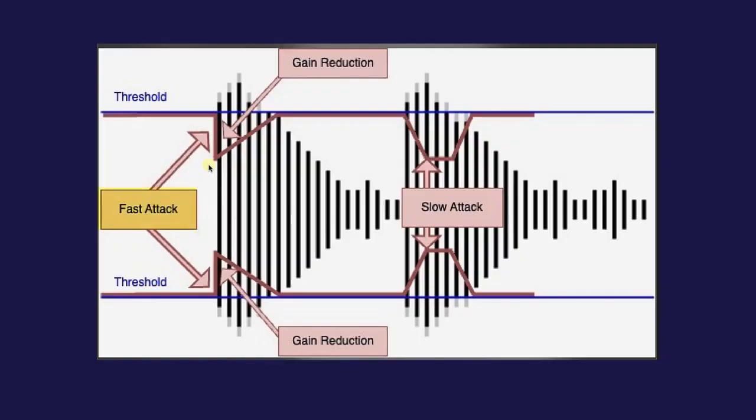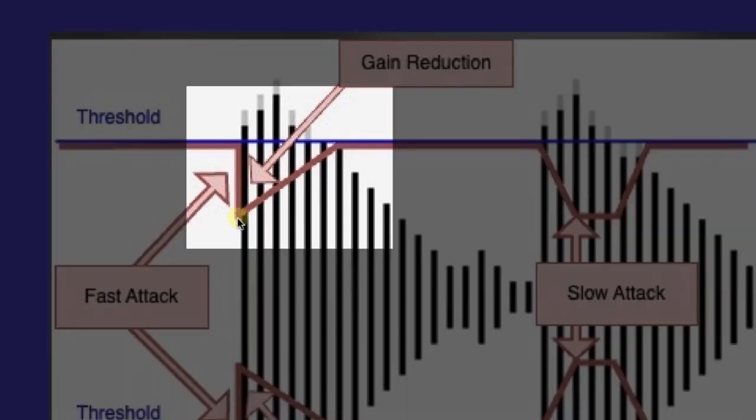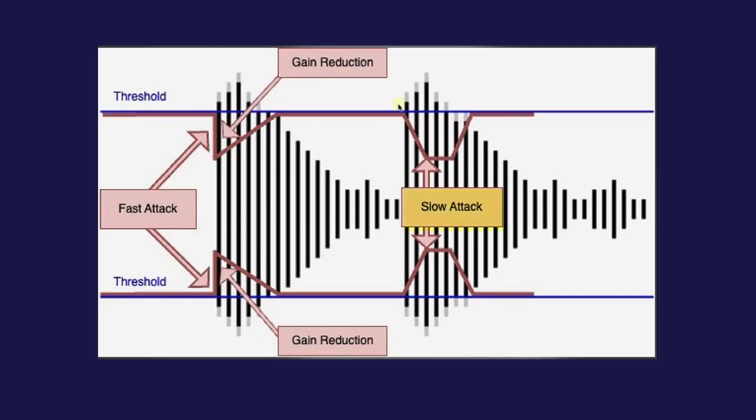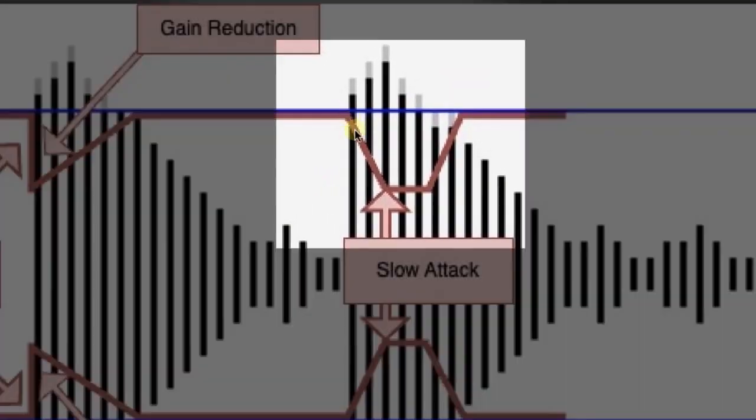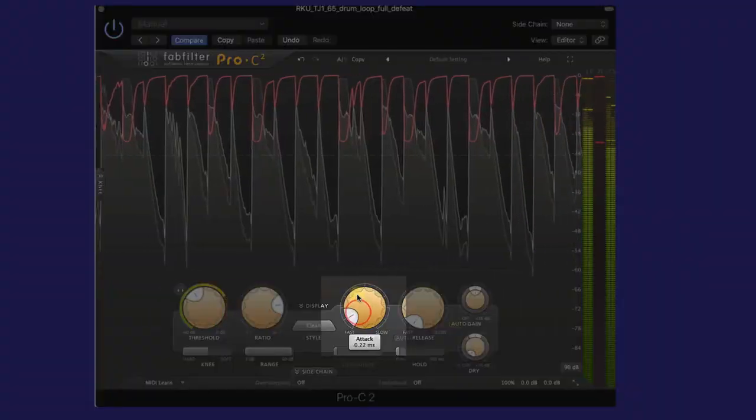So basically on a fast attack, as soon as that transient goes above the threshold, you can see that straight away the gain reduction is happening instantly. But then if you go to the slow attack, when the transient goes above the threshold, you can see that the reduction starts happening slower. So therefore you're hearing more of this sound louder, and then it drops. So it's giving you more of the start of that transient.